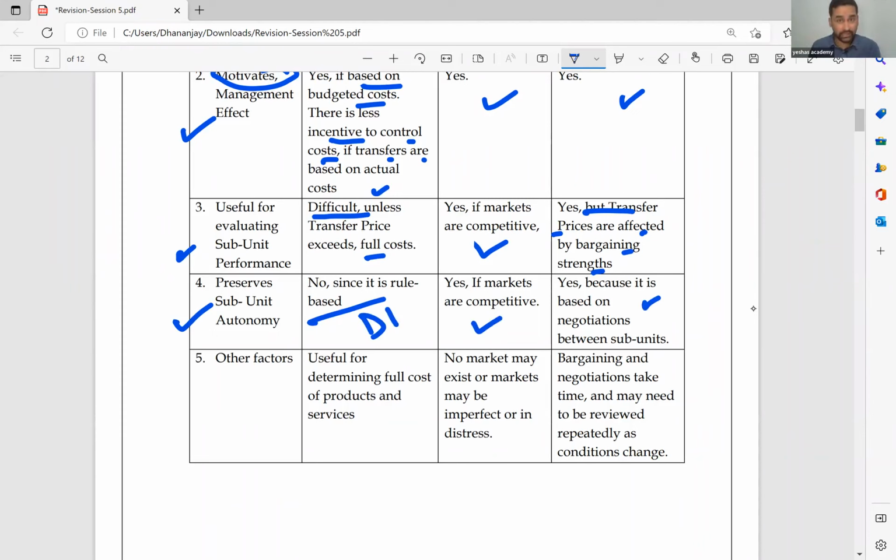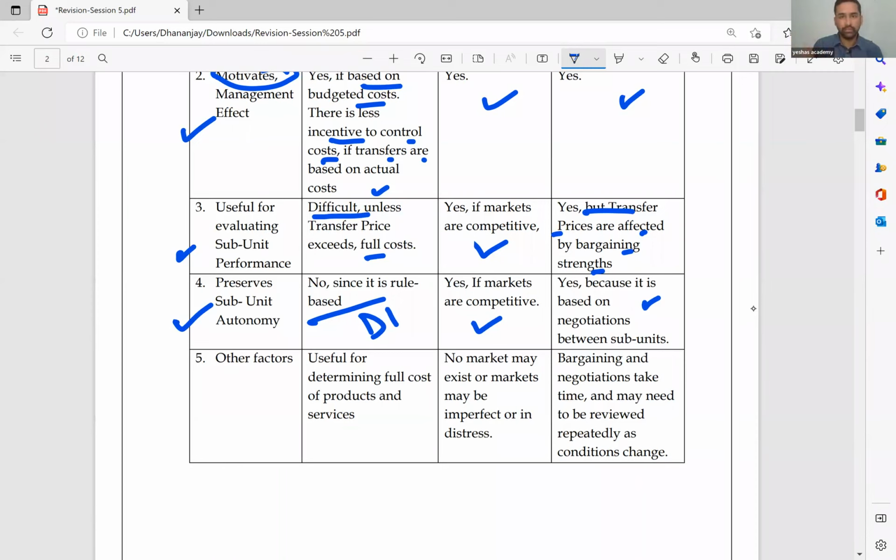Second and third, yes. First we'll talk about the second. In the second method, which is market price based transfer pricing, department 1 has the power to go to department 2 and say, look, I will not give you the product unless you give me so much price, because in the market I can get it at this price. That means they have the power to bargain.